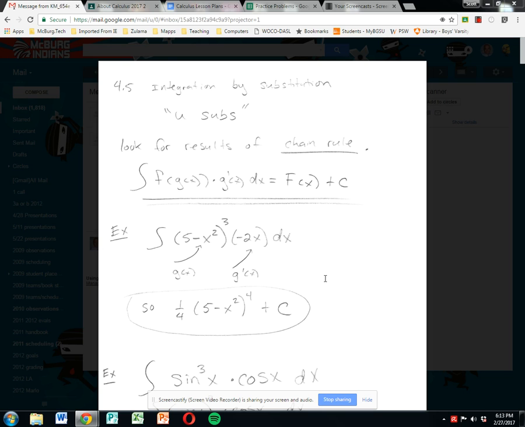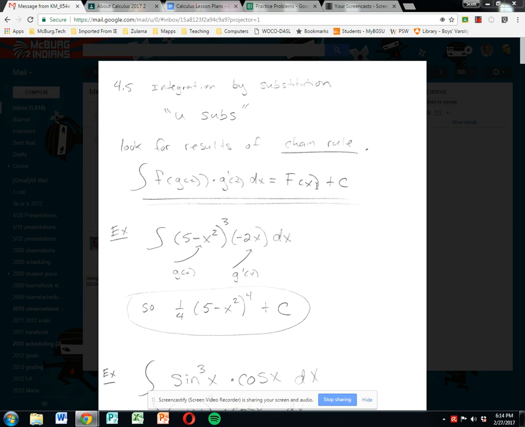All right, integration by substitution. Going to call these things U subs. And the basic concept is we're going to look for the results of a chain rule. I know I'm kind of mixing notation here a little bit. Normally I'd write f prime g of x times g prime of x as the result of a chain rule. And then this would have just been f of x out here.